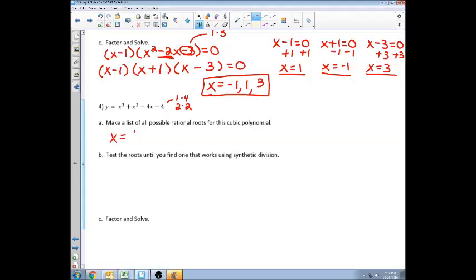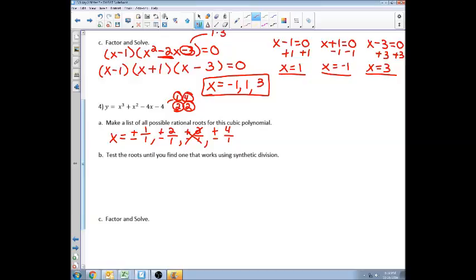X equals plus or minus 1 over 1, plus or minus 2 over 1, plus or minus 2 over 1. Now, I have plus or minus 2 over 1 twice. What you can do here is just get rid of the second plus or minus 2 over 1. We won't need it. And then finally, plus or minus 4 over 1. So I really only have 6 choices.